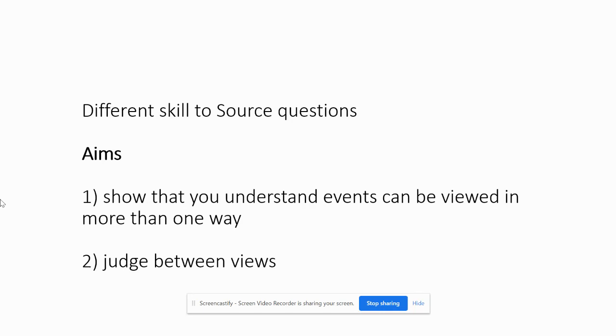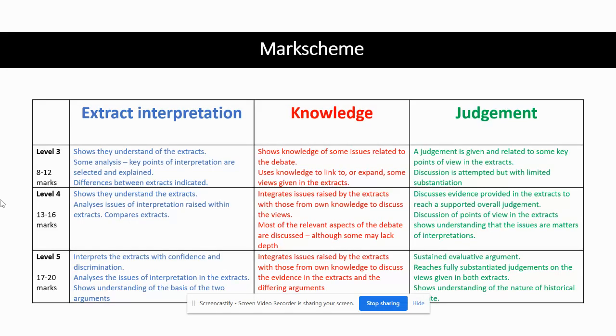It's very important that you reach a conclusion, and that's demonstrated here by having a quick look at the mark scheme. These are the three things that they are looking for in your response. So there in the blue column, extract interpretation. And you can see there in level 5 that you would interpret the extracts with confidence and discrimination. This is where you're pulling things out of the extract.